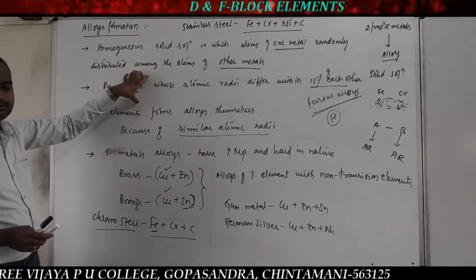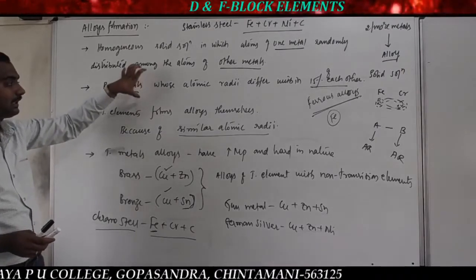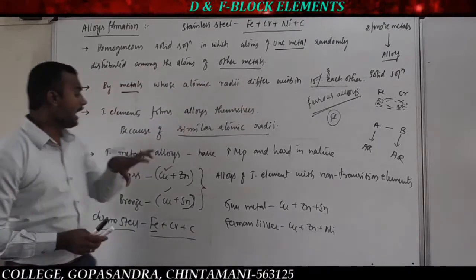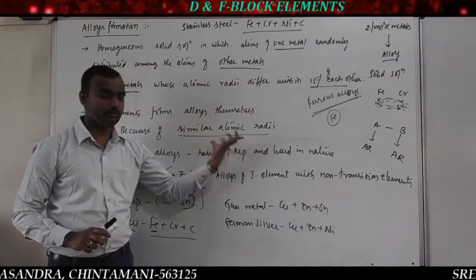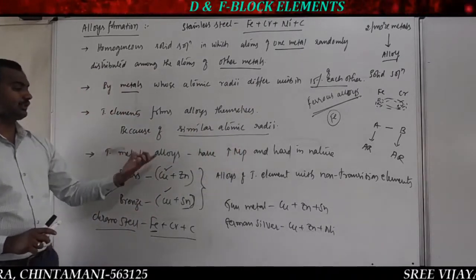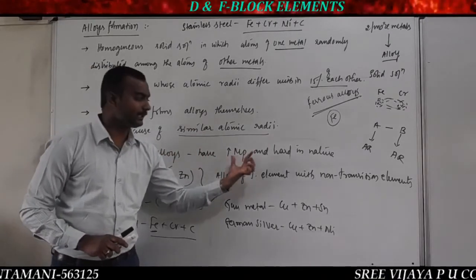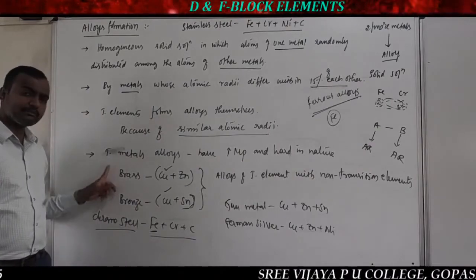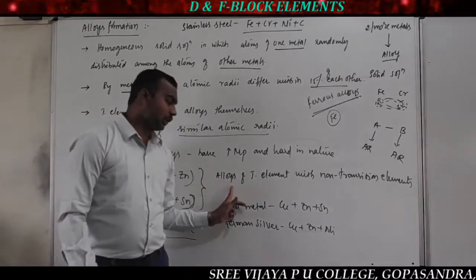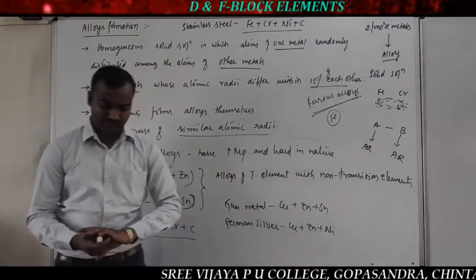What is the condition for alloy formation? That's very important. Transition elements form alloys because of similar atomic radii. That is a one mark question. Transition metal alloys have high melting point and they are hard in nature. And these two are very, very important: they are the best examples for alloys of a transition element with non-transition elements.